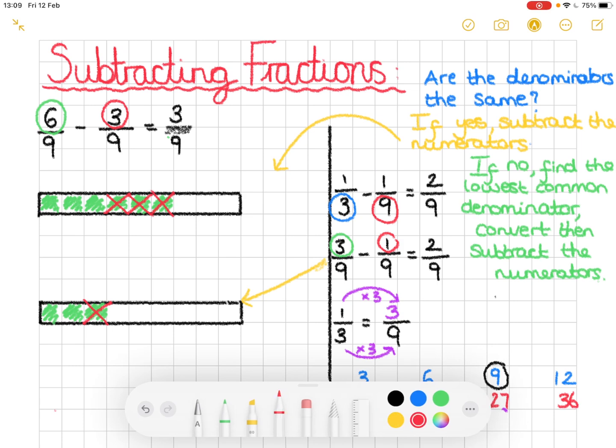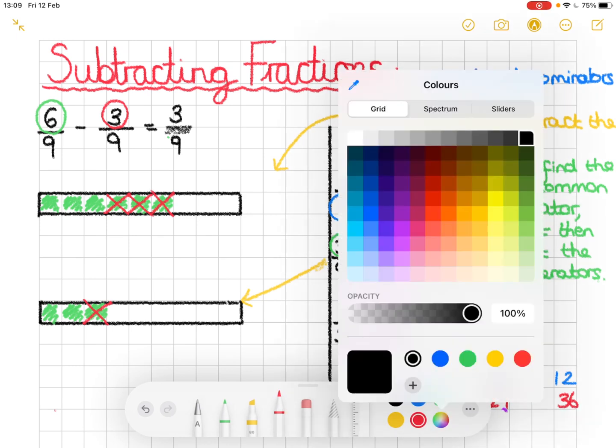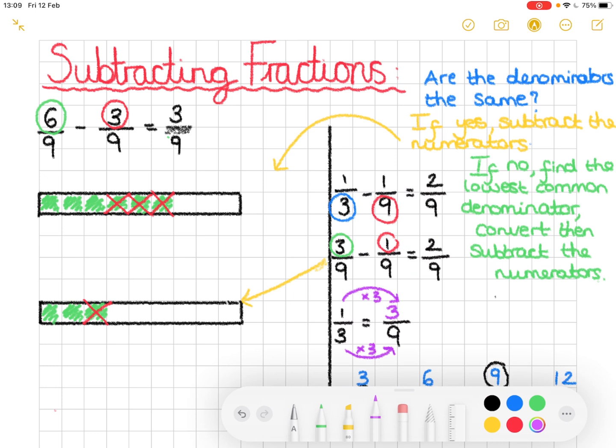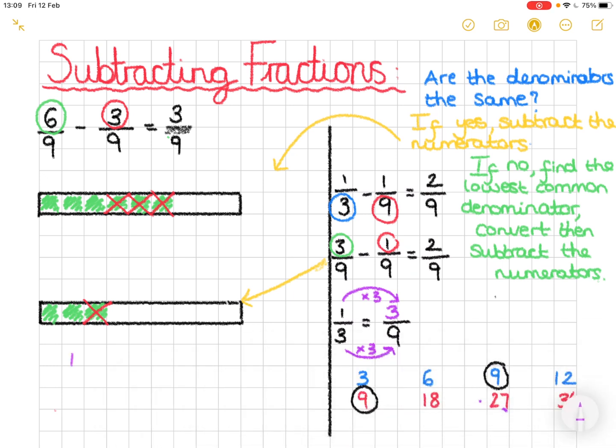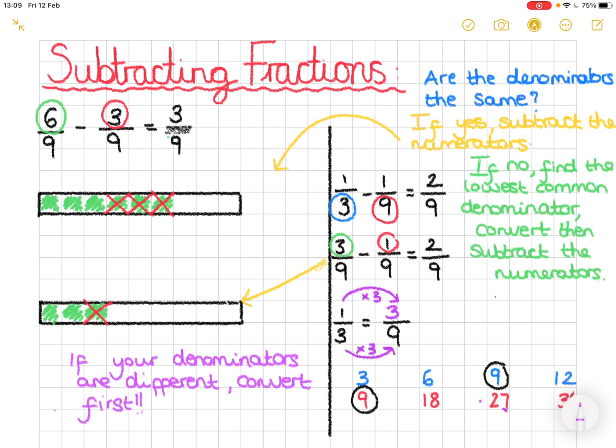Okay, so just to get that in writing, if your denominators, which are your bottom numbers, are different, and this message should be ingrained in your head by the end of the fractions topic, convert first. That goes for adding, subtracting, comparing, and converting.